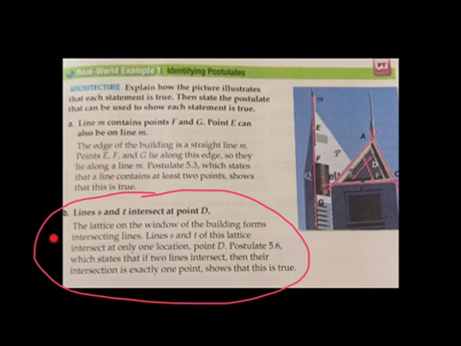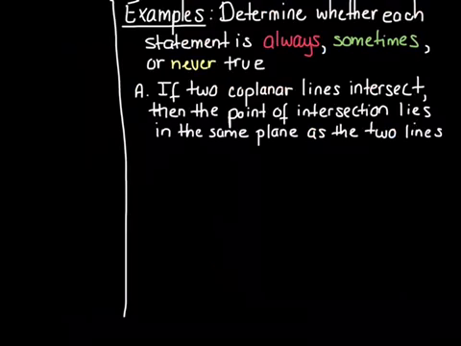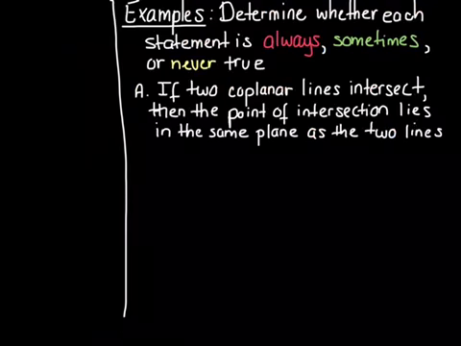Okay, so here we have the explanation. The lattice on the window of the building forms intersecting lines. S and T are intersecting lines. Line S and T of this lattice intersect at only one location, point D. Postulate 5.6, which states that if two lines intersect, then their intersection is exactly at one point, shows that this is true. Two lines intersect at exactly one point. So that's why this is true. Let's look at some more examples.